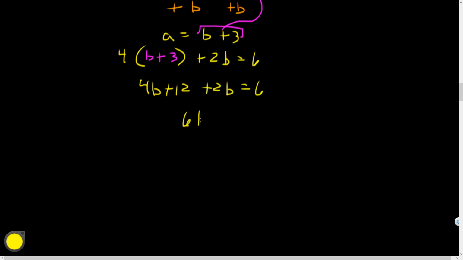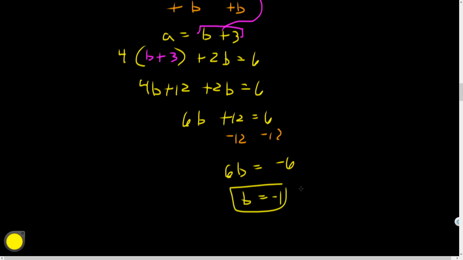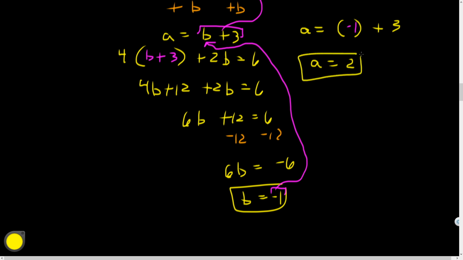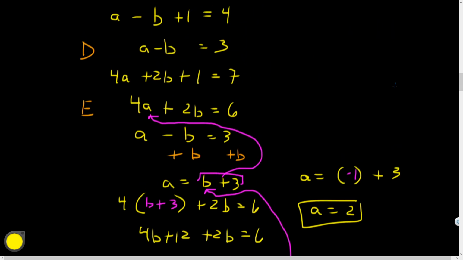Combine like terms, that's 6b plus 12 equals 6. Subtract 12 from both sides. 6b equals -6, so therefore b equals -1. Aha! And then start backpedaling here. Substitute here. And so a equals b plus 3, b is -1, and so a equals 2. And then I could plug that in to find c. And so I'm plugging.